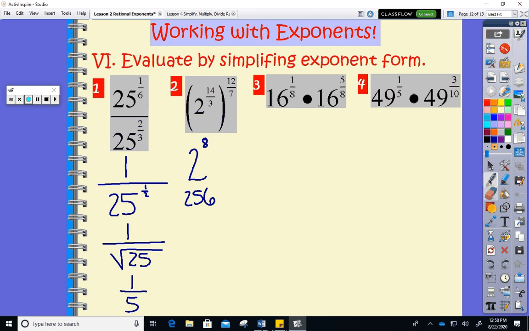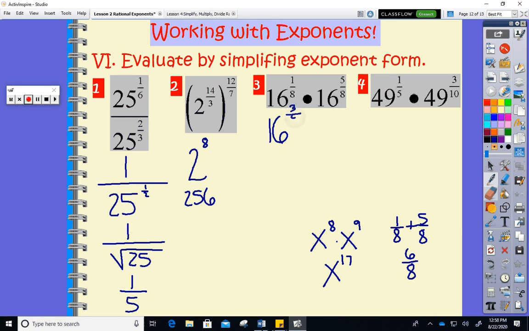Now, problem number 3 is another problem where if I had like x to the 8th times x to the 9th, you would say, okay, that's x to the 17th because you just add exponents. So that's what I'm going to do. I'm going to say, okay, all right, I got to add 1/8 plus 5/8. Well, that's 6/8. Oh, that reduces to 3/4. Cool. So this is 16 to the 3/4 power. But guys, I'm saying evaluate.